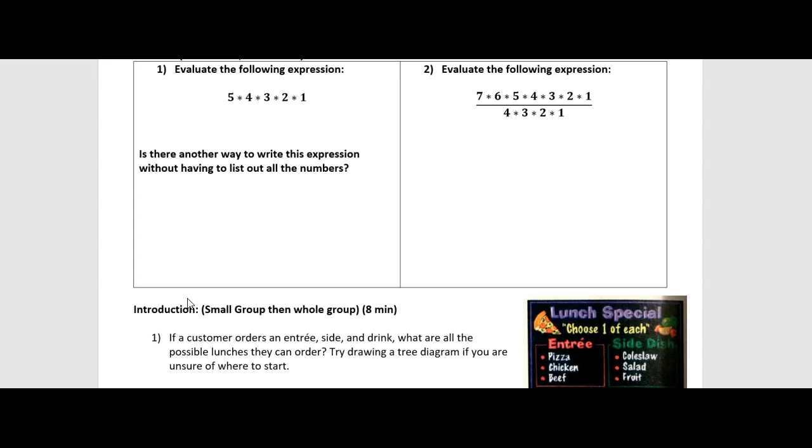Okay, so I think the first one's pretty straightforward, right? If we're just multiplying all of those, 5 times 4 is 20, times 3 is 60, times 2 is 120, times 1 is just still 120.